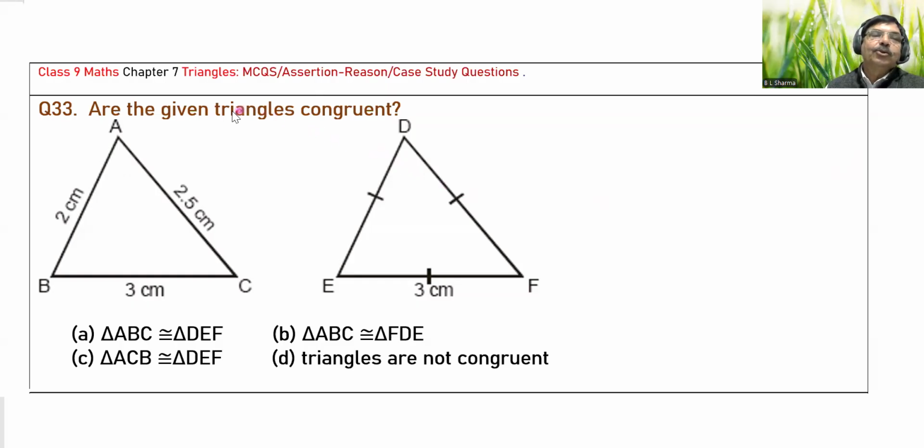Are the two triangles congruent? If yes, write which one, or the triangles are not congruent. By observation, we find that this triangle is an isosceles triangle. This triangle is not an isosceles triangle. See, one side is equal, but we don't know about these two sides. This triangle is an isosceles triangle because two sides are equal. So we can say that the triangles are not congruent. D is the correct option.